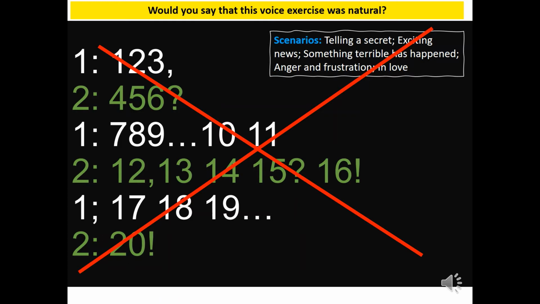So even though we couldn't understand what was being said, the emotion in the voice should have helped you to work out what the scenario was. Telling a secret. Did you get that right? I hope you did.